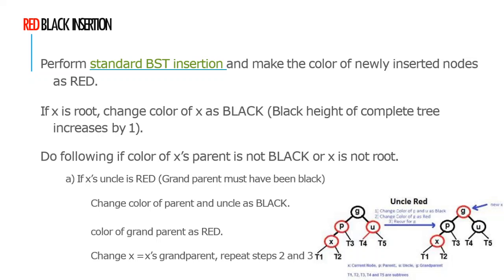If X's uncle is red, the grandparent must have been black. We have to change the color of parent and uncle to black, and the color of grandparent to red. We have to change X to X's grandparent. Now we have to repeat the second and third step until we have a well-balanced tree with the numbers from -1, 0, and 1 now.